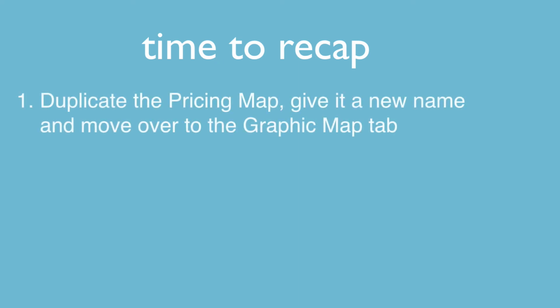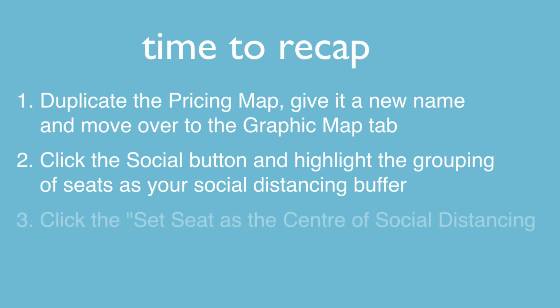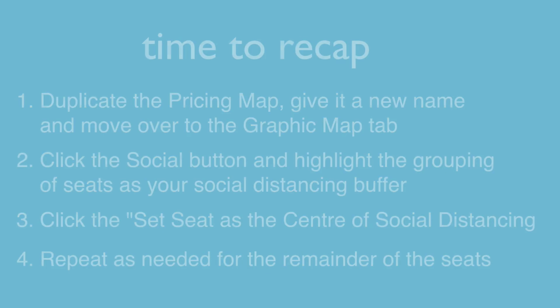Okay, time to recap. First, duplicate the pricing map we want to edit. Give it a new name, and then move over to the Graphic Map tab. Second, click the Social button and highlight the grouping of seats as your social distancing buffer. Third, click the Set Seat as the Center of Social Distancing, and lastly, repeat as needed for the remainder of the seats. And that's it.